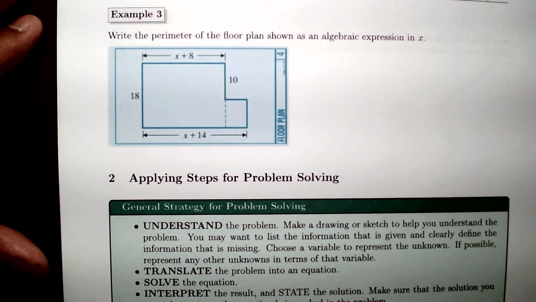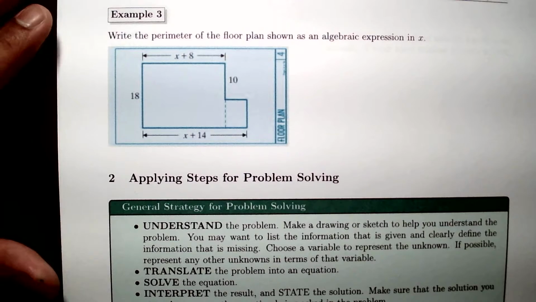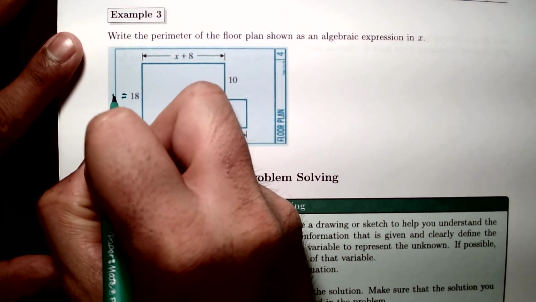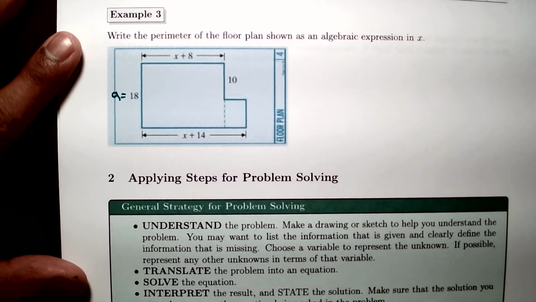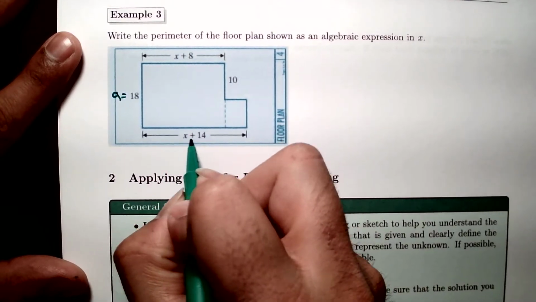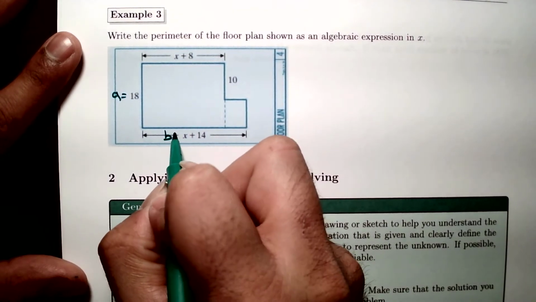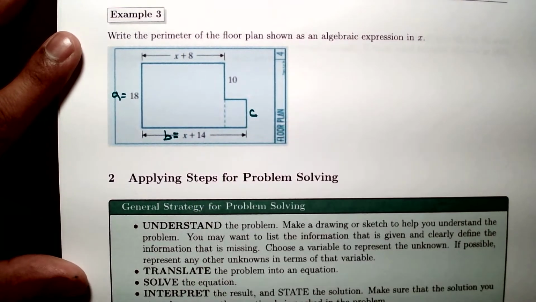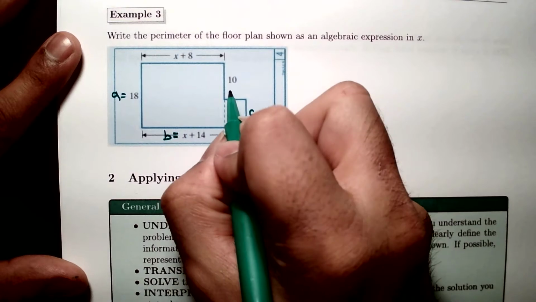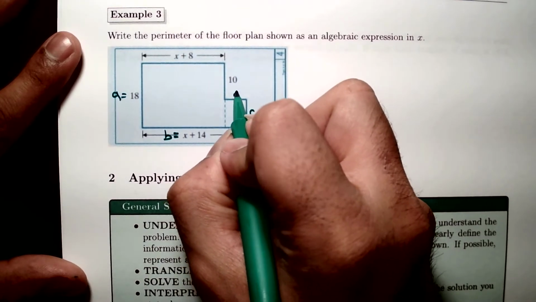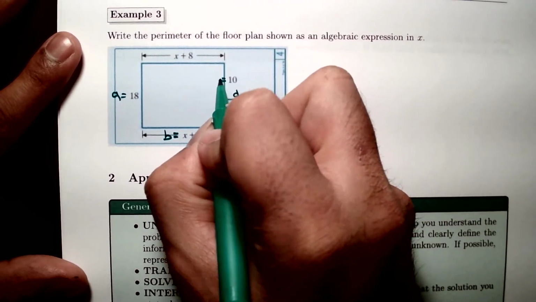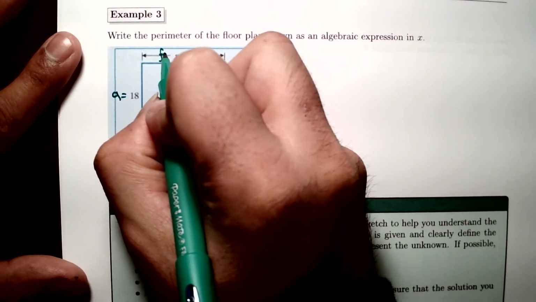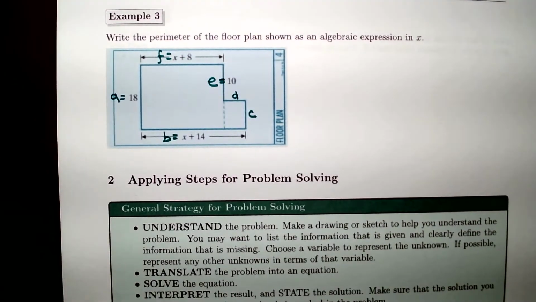So let's see. I'm going to start with the 18. I'm going to call this A. And then this x plus 14, I'm going to call this B. And then this little side right here is going to be C. And then this tiny side is going to be D. This 10 will be our E. And this F equals x plus 8.